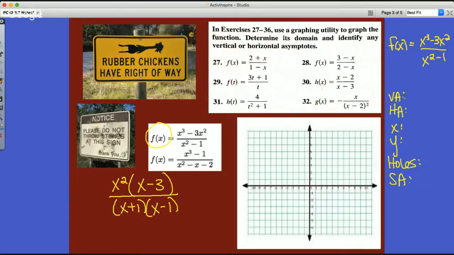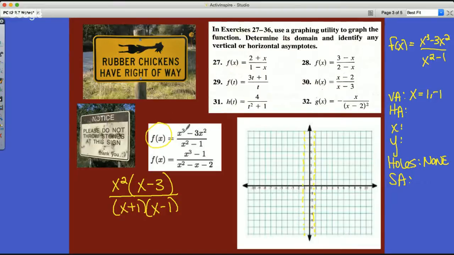So vertical asymptote first. Nothing cancels, so we have no holes. We set the bottom equal to 0 to see where it's undefined to get our VAs. So x would be equal to 1 and negative 1. Remember, those are lines that go up and down. So I'll put those in right now just so you can see it. Those go up and down right here. It's going to look a little funky, but that's okay.